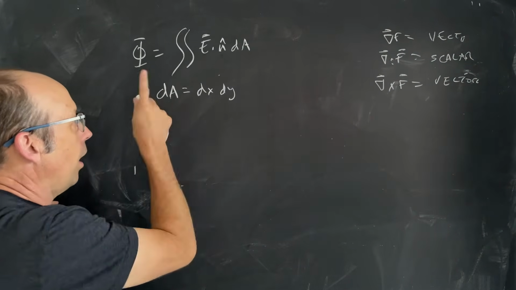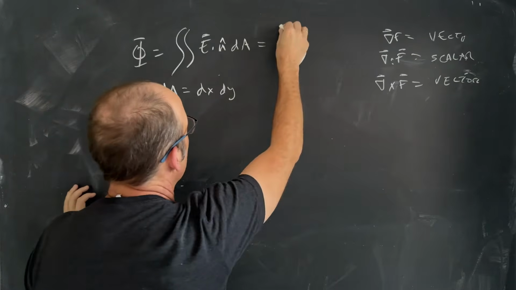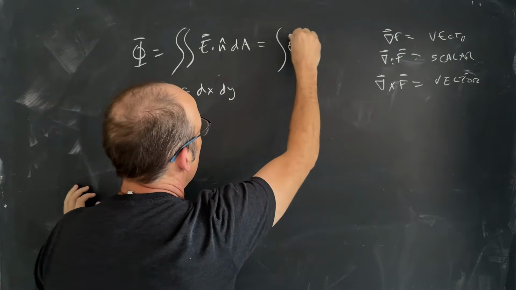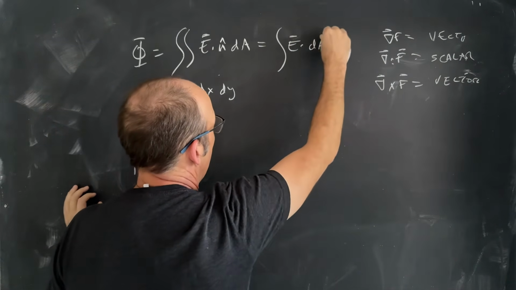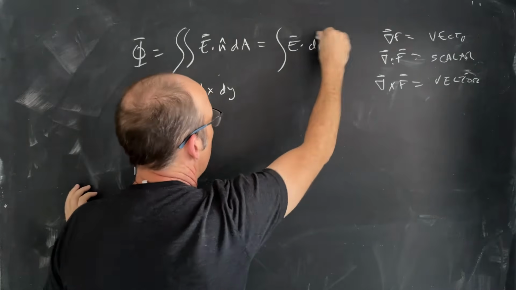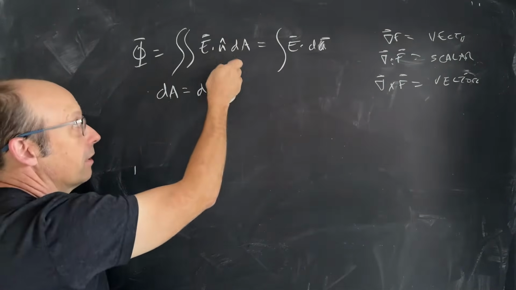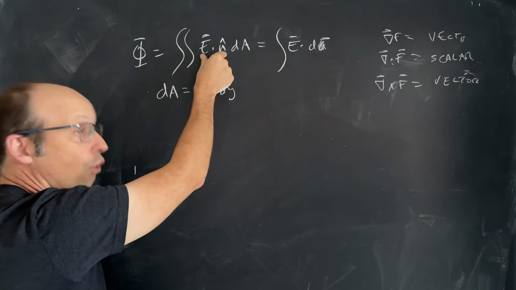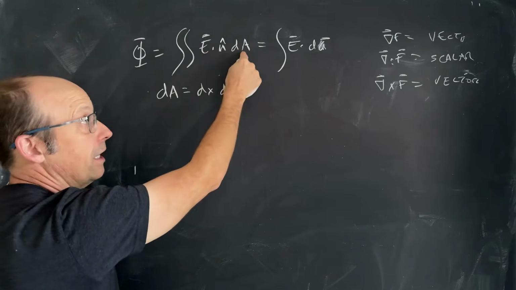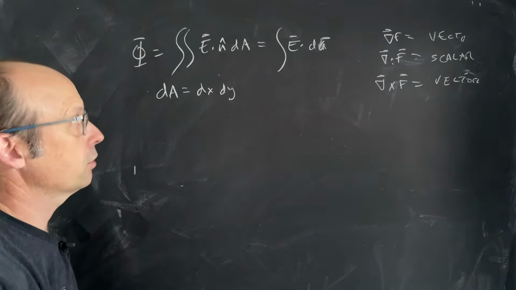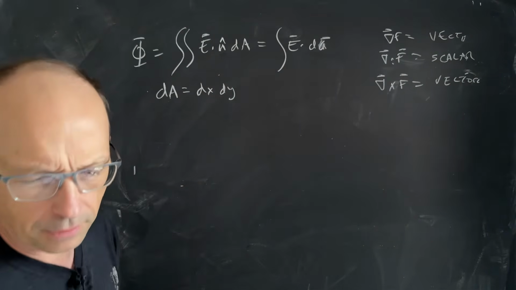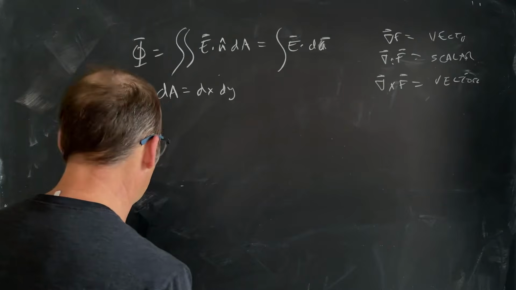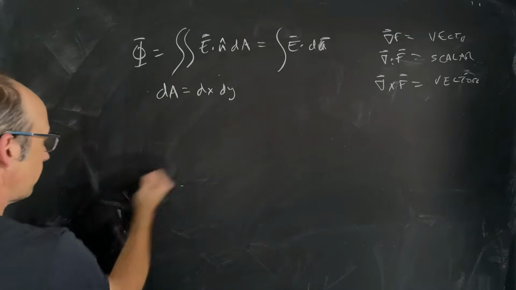Now, the book does write this as E dot da. No, it uses lowercase a. I like this separate. The n hat is a part of the surface. It's from the surface, and then dA is for the coordinate system. So I like to separate them out. But you do you.